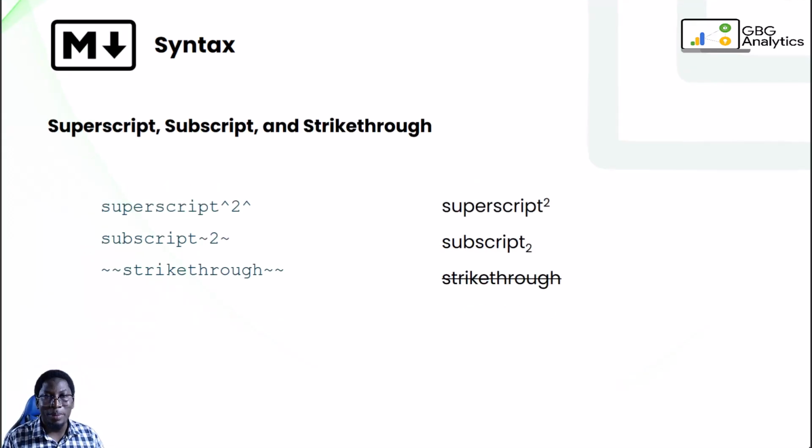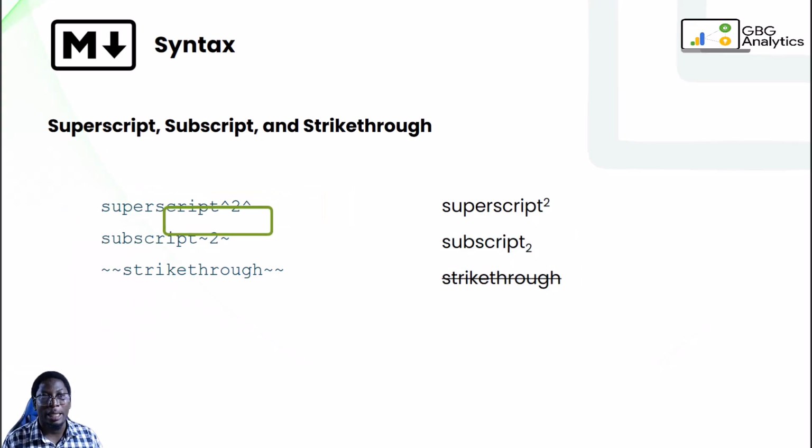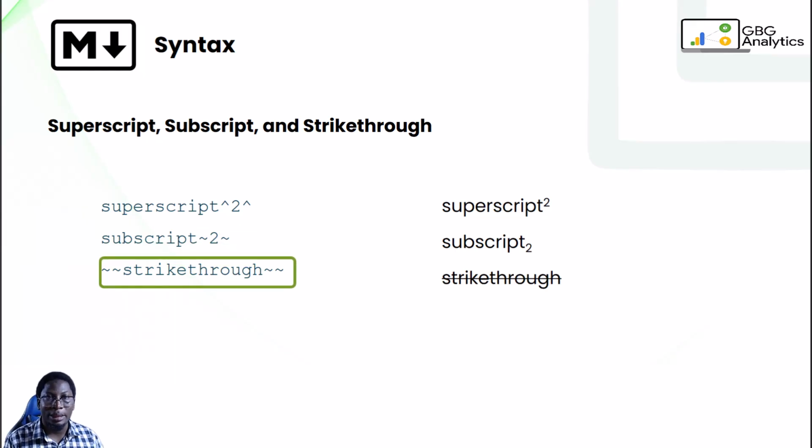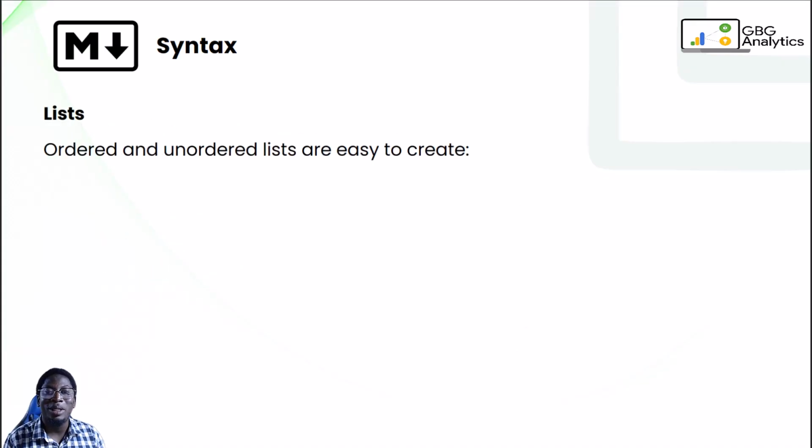You can also use Markdown to create superscript, subscript, or strikethrough. To create a superscript, you use the caret sign. To create a subscript, you use the tilde sign. And to create a strikethrough, you will use a double tilde sign. For example, this will create superscript, this will create subscript, and this will create a strikethrough for your text.